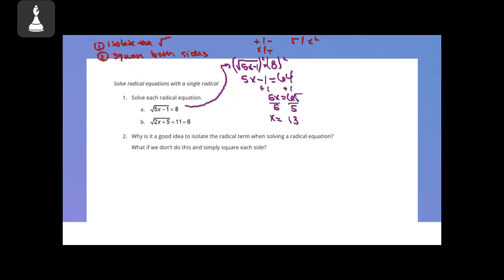Next one, we have the square root of 2x plus 5, plus 11, equals 6. We do not have an isolated square root in this problem, so we need to first get rid of that plus 11 by subtracting 11. The square root of 2x plus 5 equals negative 5. Well, according to what we've learned, there is no way to take a square root of a number and come up with negative 5.